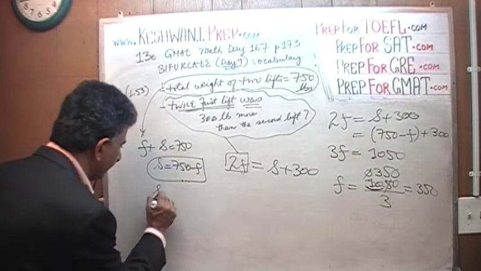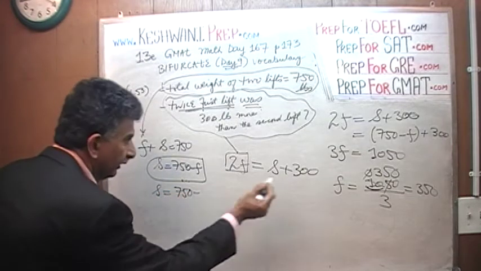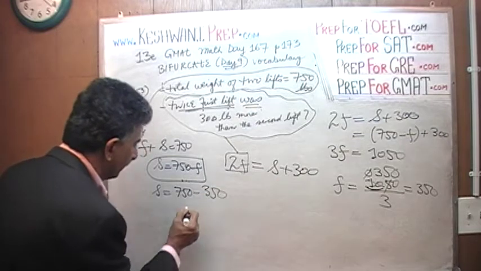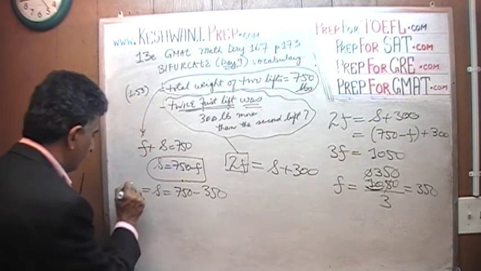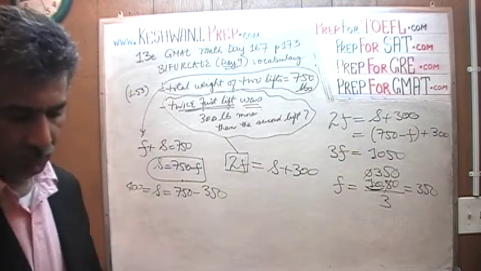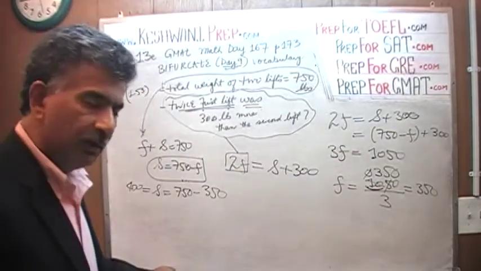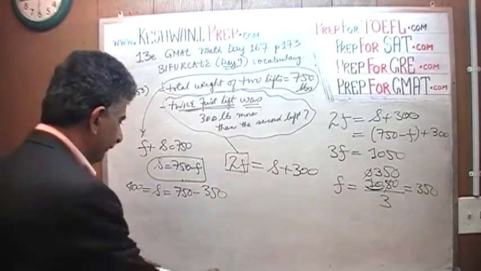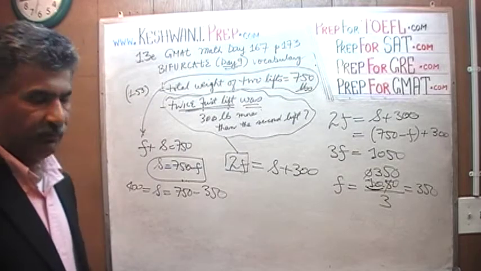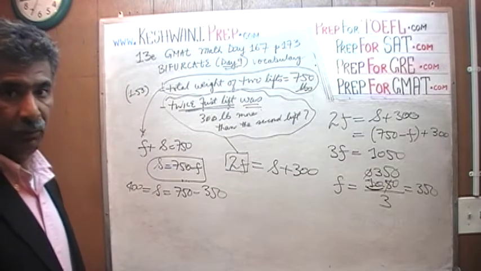Therefore he must have lifted 750 minus the 350 that we just found. 750 minus 350 is 400 pounds on the second lift. He must have lifted 400 pounds on the second lift. He must have lifted 350 on the first lift. And that's it. That's all there is.